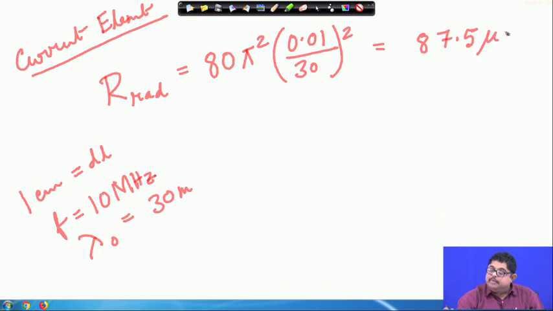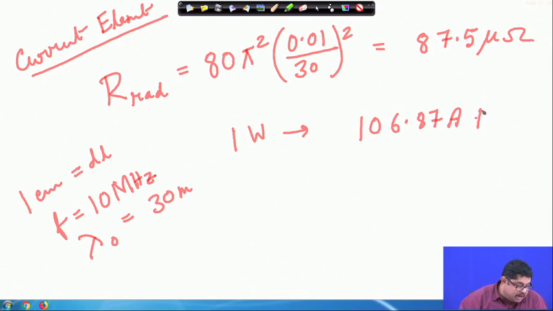That will come to be 87.5 micro ohm, very poor. So, if I want to radiate 1 watt of power, how much current will I have to give? If we calculate just by I square R, what is the RMS current I will have to give? 106.87 ampere RMS current. You see, it is a huge RF current, 106 ampere. We cannot think of that, the current element may even burn from this.